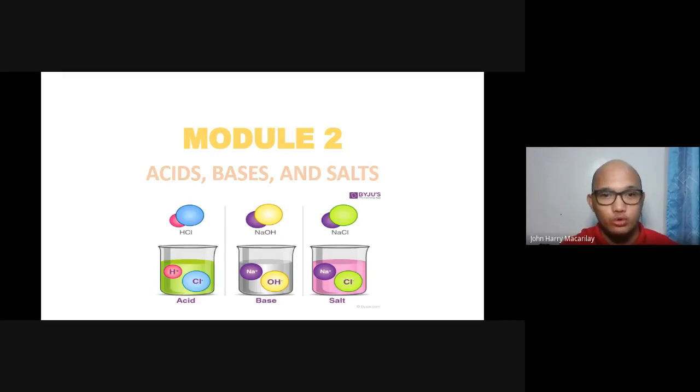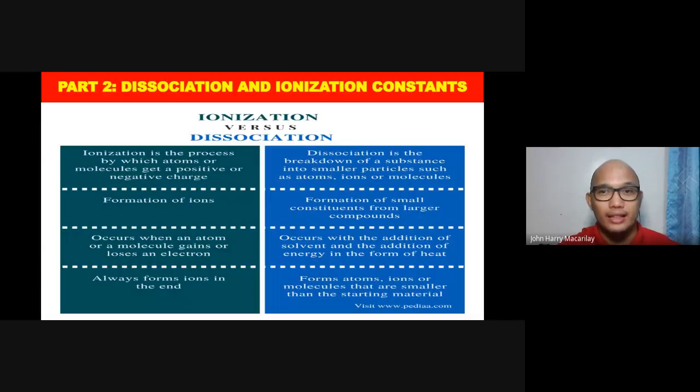So, continuation of our module 2, which is on acids, bases, and salts, would be your dissociation and your ionization constant. When you say ionization and dissociation constant, these are two related terms that express almost the same meaning but are used on different occasions. For example, ionization refers to a type of separation in the form of ionization of atoms by removal of electrons, or the formation of ions. And dissociation is the separation of a substance into smaller constituents.